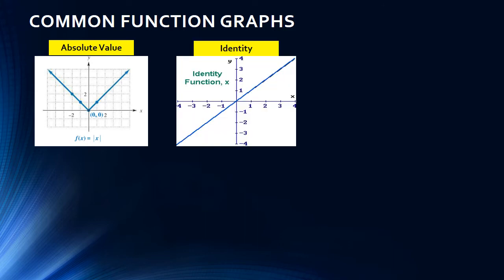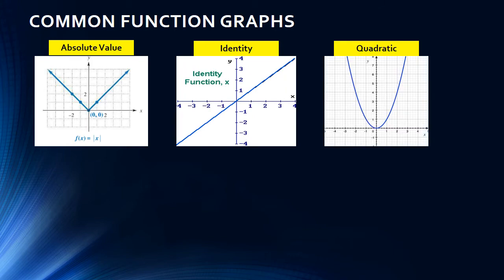The identity function, this is y equals x, okay? They're just the same thing, and this is just a diagonal. So when x is 0, y is 0, x is 1, y is 1. When x is -3, y is -3.